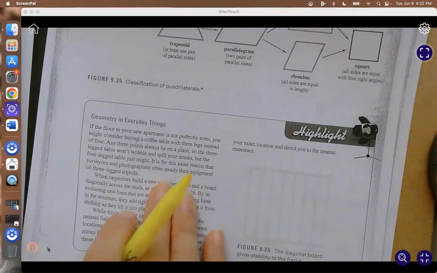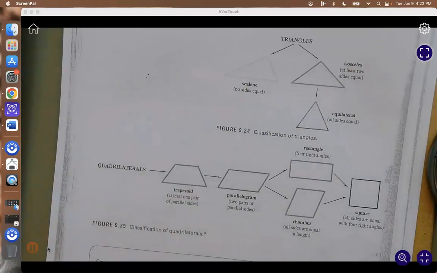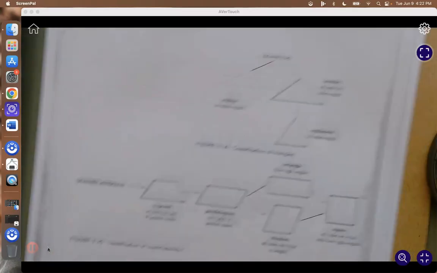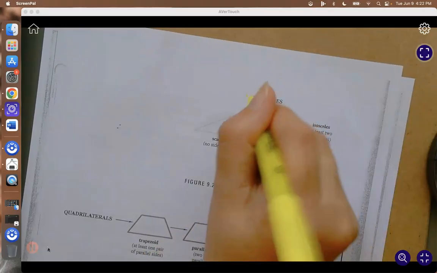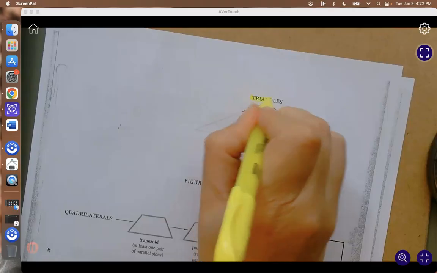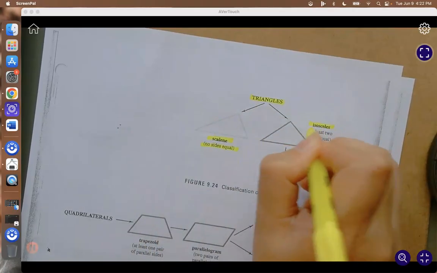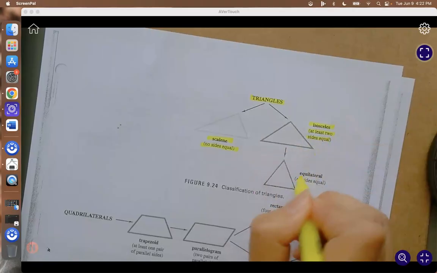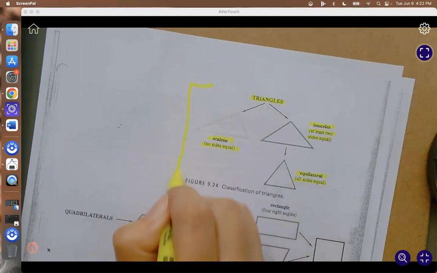All right. So next, looking at the shapes. Triangles, remember there's 3 types of triangles. Scalene, which means no sides are equal. Isosceles, at least 2 sides are equal. And equilateral, all sides are equal. Okay, so that's your triangles.